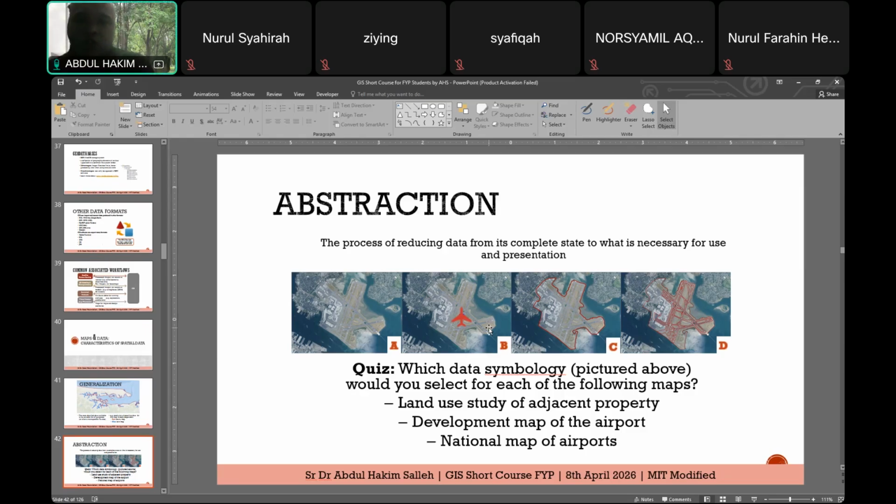But abstraction also is important for certain types of targeted users. For example, if you are a pilot, you might want D instead of B. Okay, you might want to look at D, donkey, rather than B, baboon. Right? It depends on the objective of the map. But usually people will choose B.